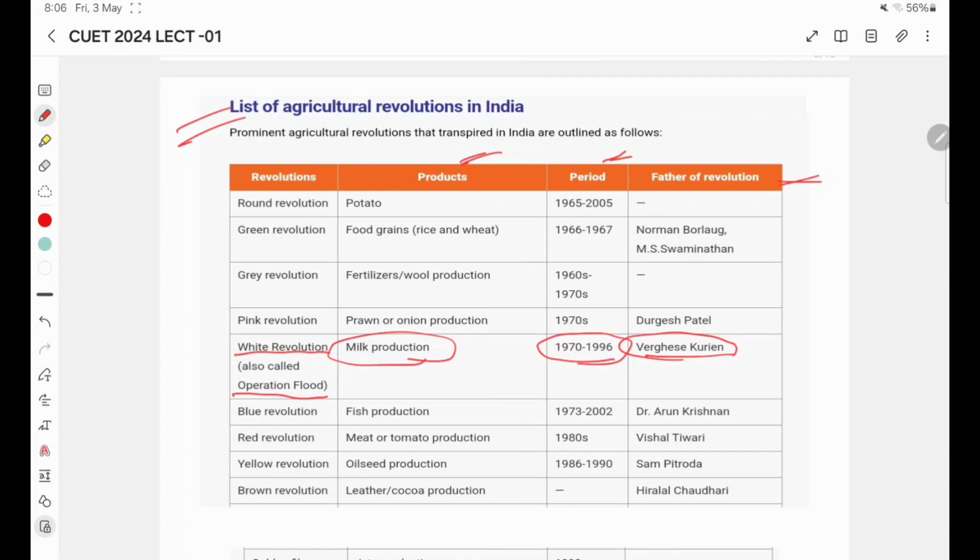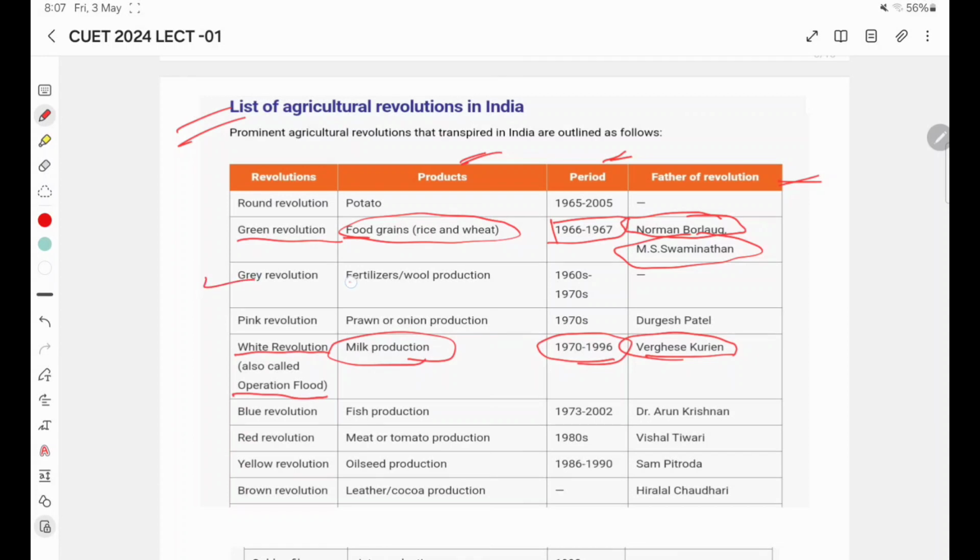Okay. Then there are numerous agricultural revolutions in India. The famous one is the green revolution, which is confined to food grain, that is rice and wheat, and it was introduced in the year 1966 or 67. In the world, the father of the green revolution was Norman Borlaug, but in India the father of the green revolution was M.S. Swaminathan. Okay. So these are different types of revolution.